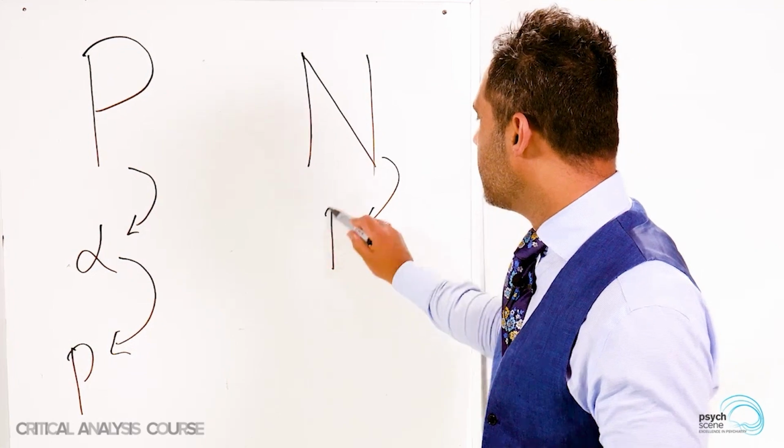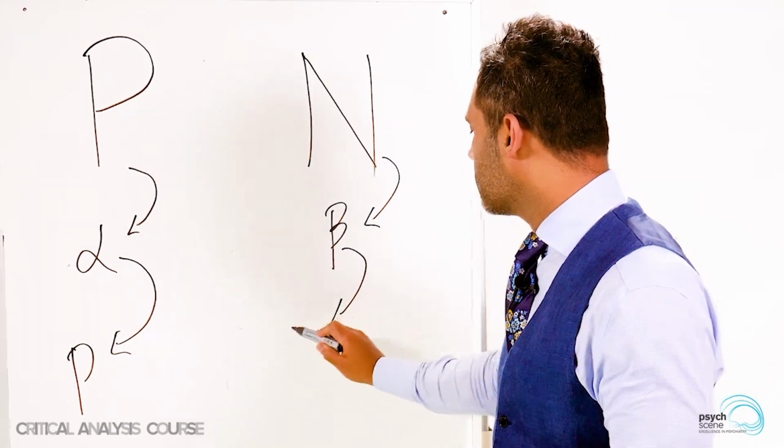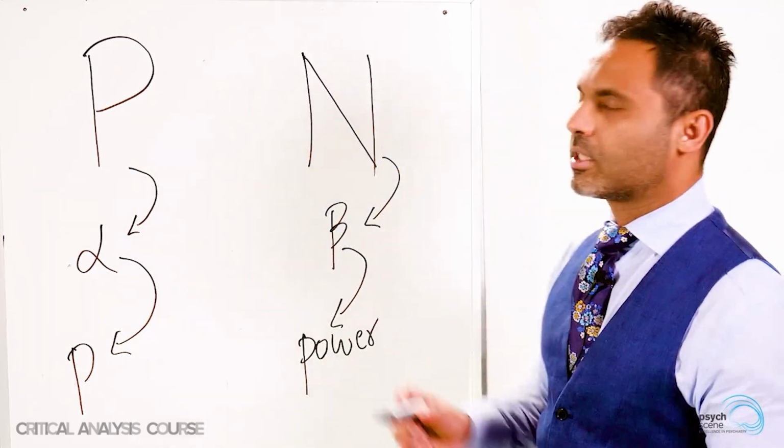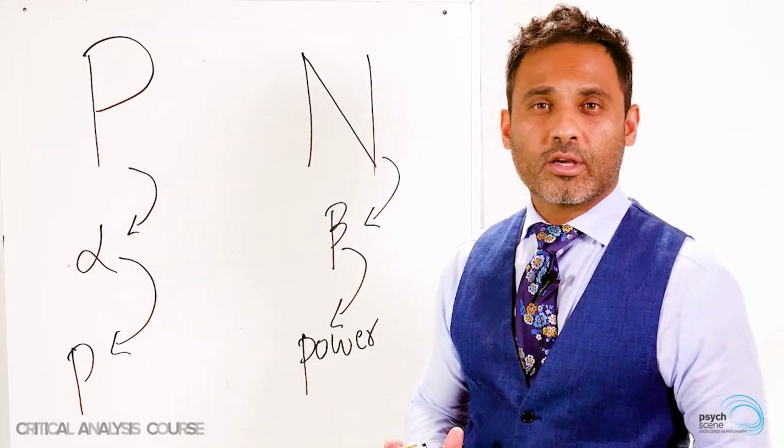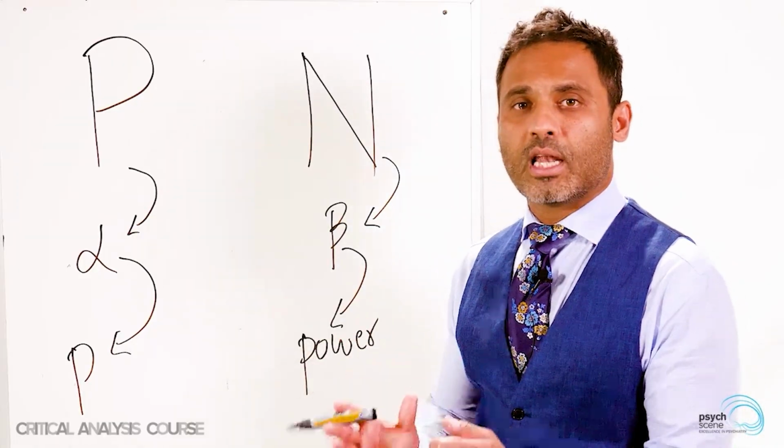Type 2 error, draw a line horizontally, and this is a false negative. This is linked to beta, which is linked to power. False negative, which is nothing but falsely accepting the null hypothesis.